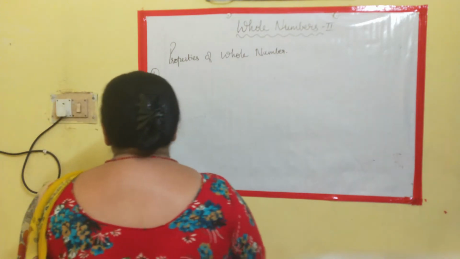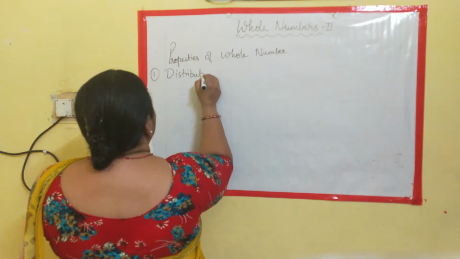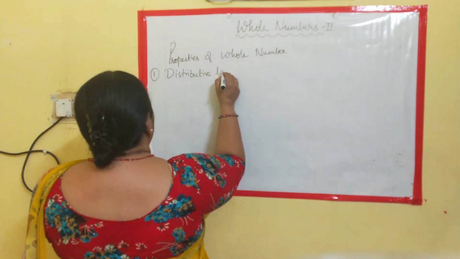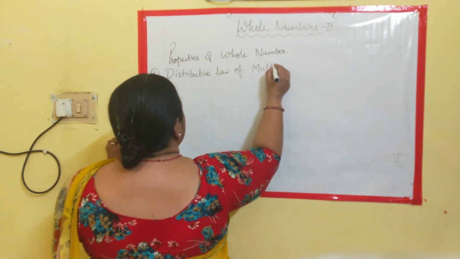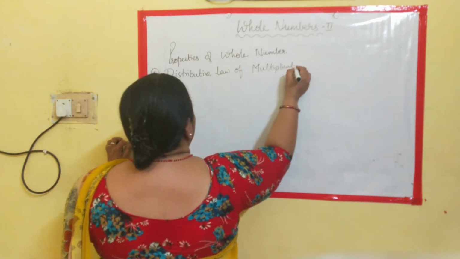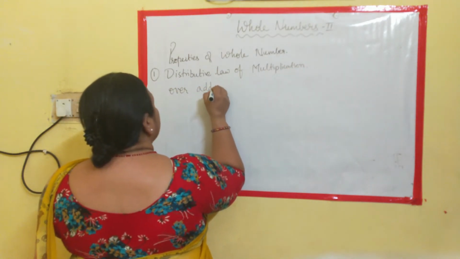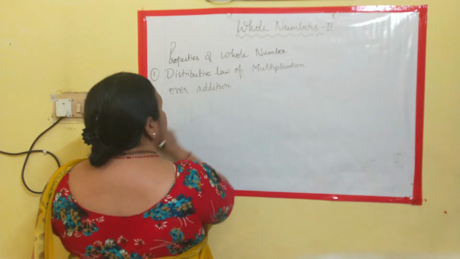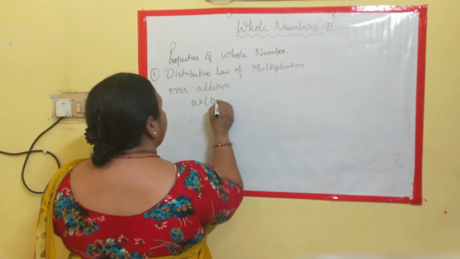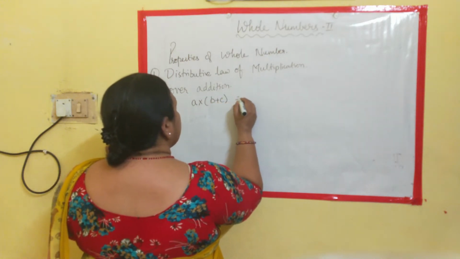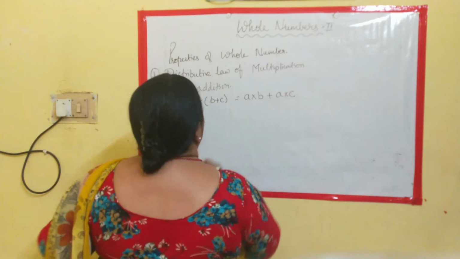where we are going to write distributive law of multiplication over addition. Now in this also we need three whole numbers, that is A into B plus C is equal to A into B plus A into C.